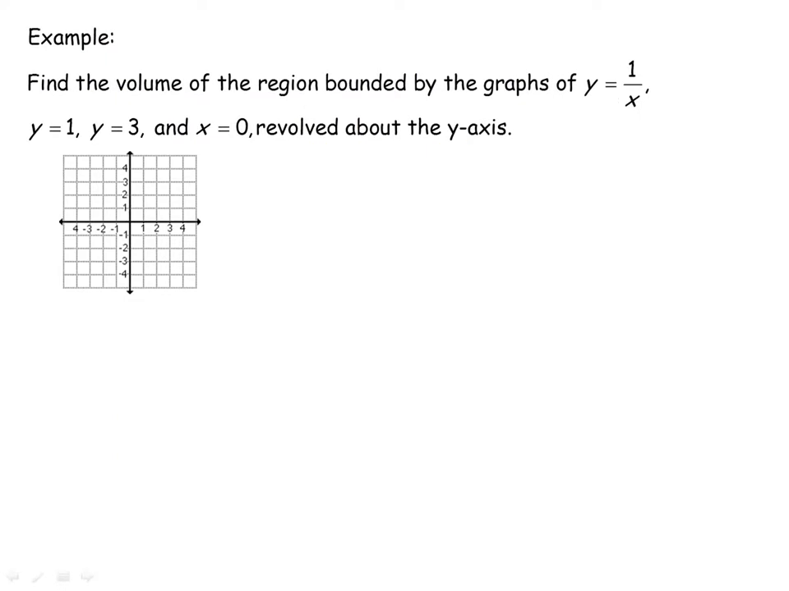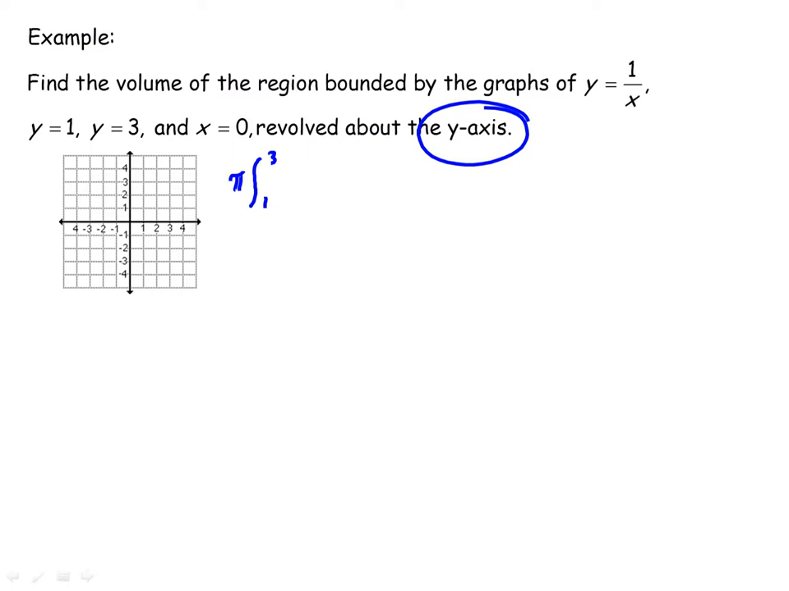All right, let's do this one. Find the volume of the region bounded by the graph of y equals 1 over x, y equals 1, y equals 3, and x equals 0. And look, we are revolving about the y-axis. So we know that we have pi times the integral from 1 to 3.